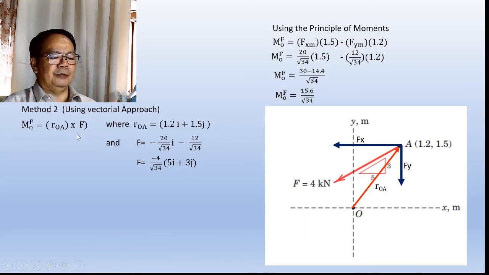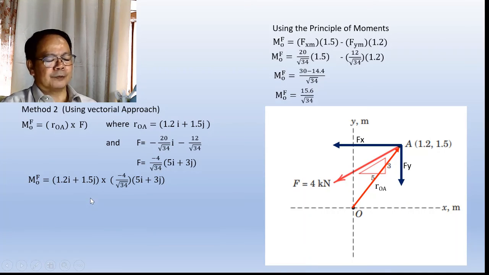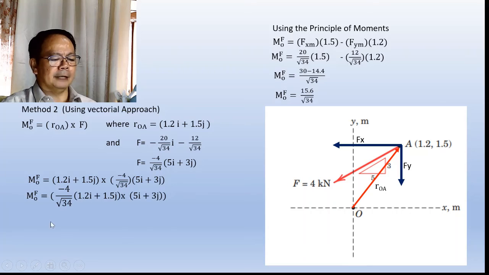And so when this will be substituted here, the 2 will be substituted dito. Substitute natin dito yung ating moment ngayon becomes equal to 1.2i plus 1.5j. So cross negative 4 over the square root of 34 times the quantity 5i plus 3j. Ngayon, kapag ginamitan natin siya ng cross-product multiplication, ano ba mangyayari? Apply natin yung distributive, kasi kapag ito tsaka ito multiply natin, 0 na yan kasi I cross I is 0.